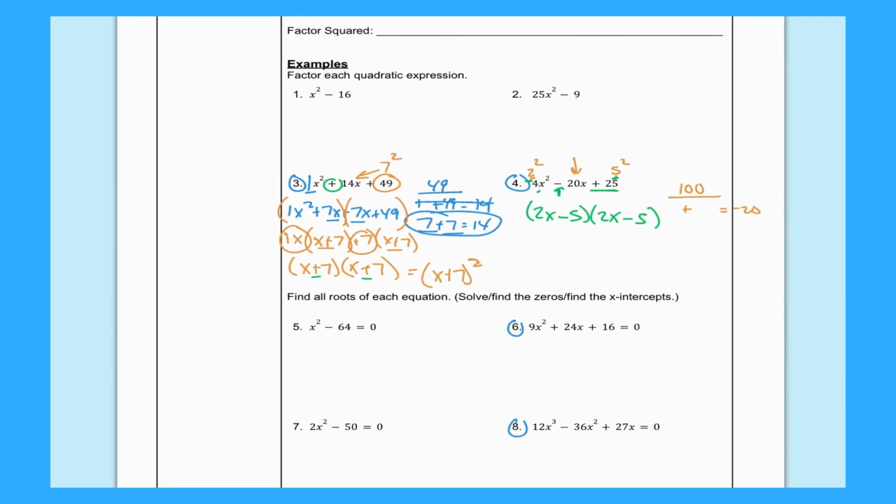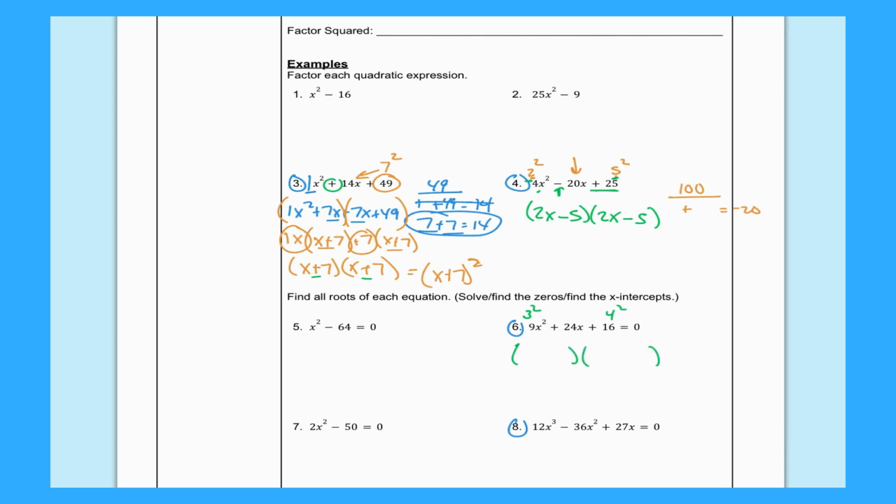Okay, so let's try that with number 6. And number 6 is a special one because we have 9, which is 3 squared, 16, which is 4 squared, and then we can check 3 times 4 is 12, double that is 24. So we can go right to our answers.